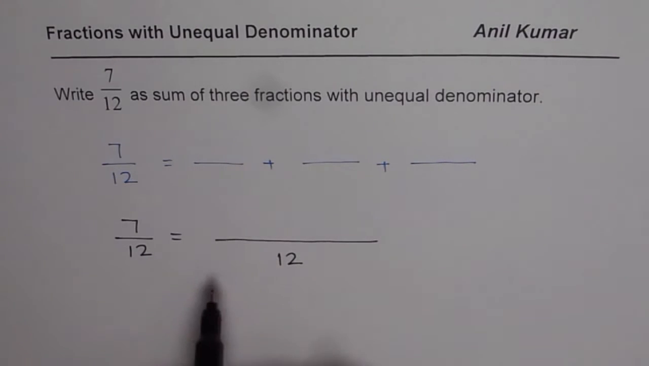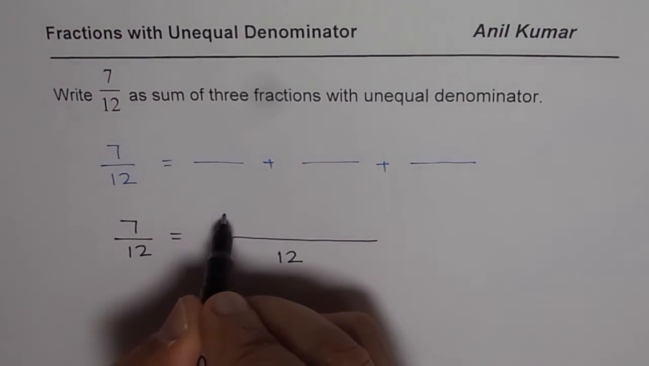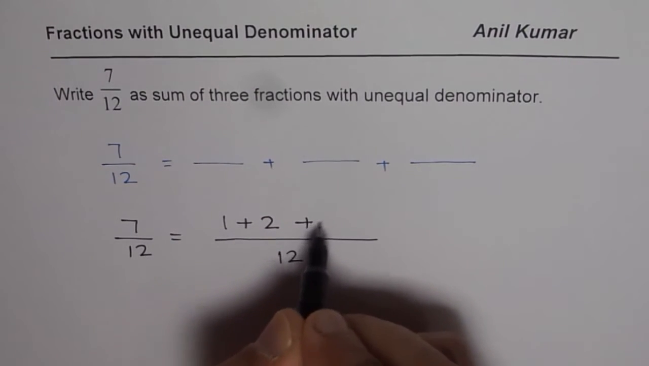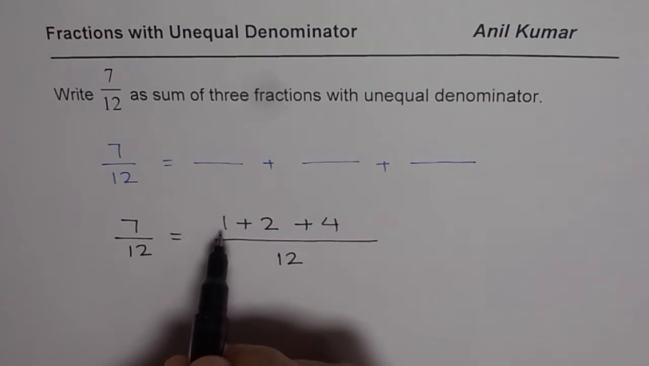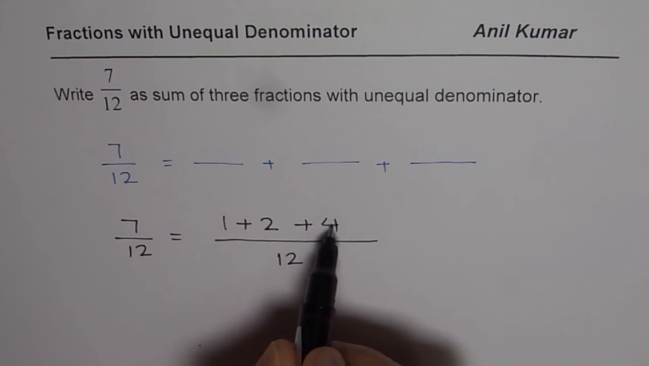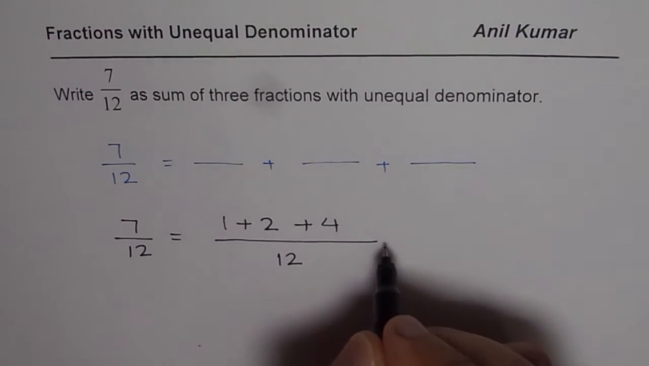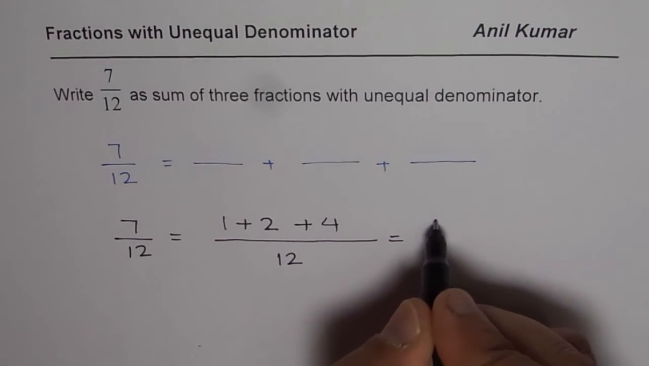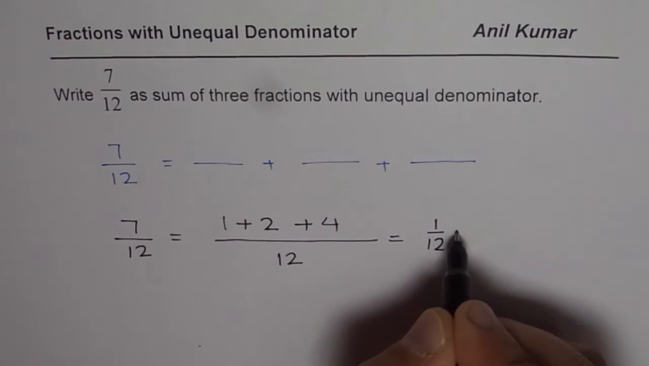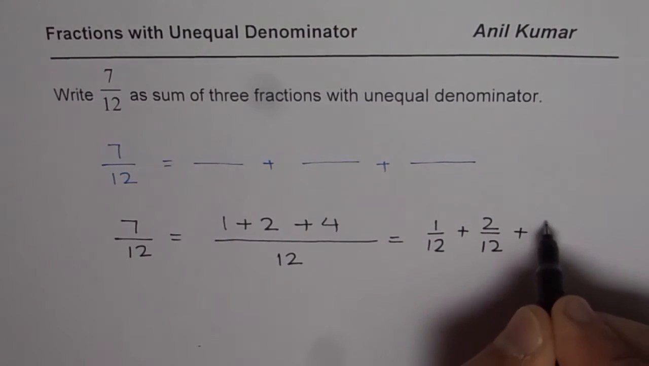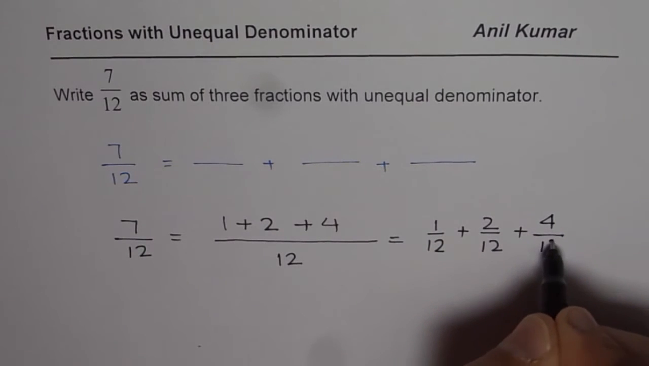Let's add three numbers to get 7. For example, it could be 1 plus 2 is 3 and 3 plus 4 is 7, right? So we get 1 plus 2 plus 4, which is 7. So that is 7 over 12, right? Now you can write this as 1 over 12 plus 2 over 12 plus 4 over 12.